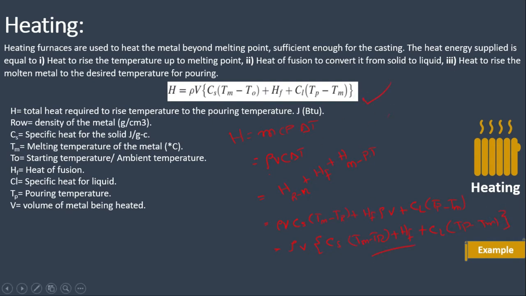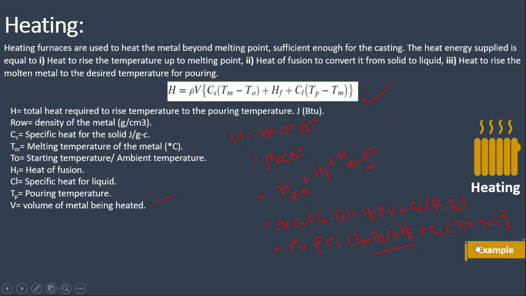So we are supplying three kinds of heat: the heat required to raise the temperature from room to the melting point, then the heat of fusion, and the heat required to raise the temperature from melting point to the pouring temperature. Here we have C_s as the specific heat in the solid state, C_l the specific heat in the liquid state, T_m is the melting temperature, T naught is the starting ambient temperature, we have the heat of fusion, the pouring temperature, and the volume of the metal being heated.